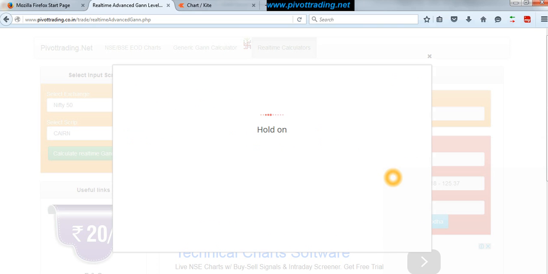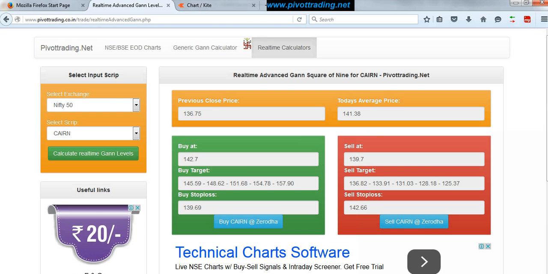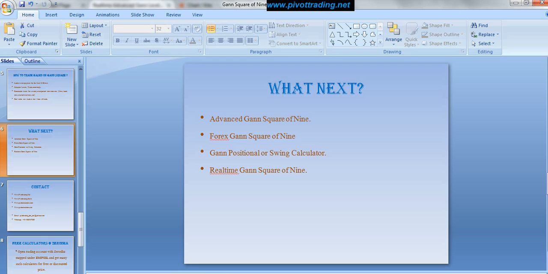Okay, so if you have an account with Zerodha, you can use this particular page to directly place an order at a particular price there. If not, you can open an account with Zerodha under our referral, and you can get many free benefits from pivottrading.net. Okay, so let's move back.